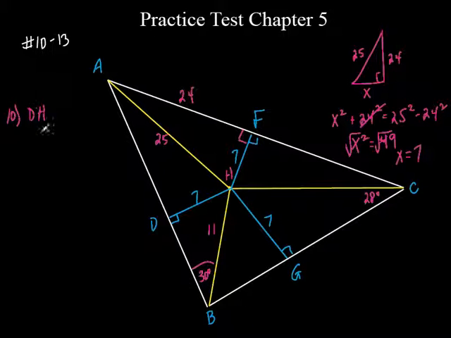So what did they ask for? They asked for DH. So what's DH? It's 7. All right? So that was a little tricky. You probably didn't think about having to use the Pythagorean Theorem.